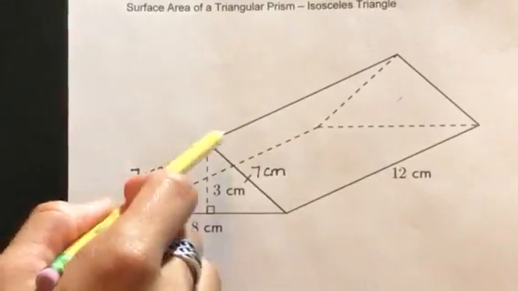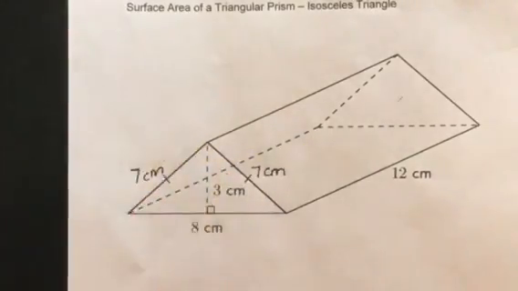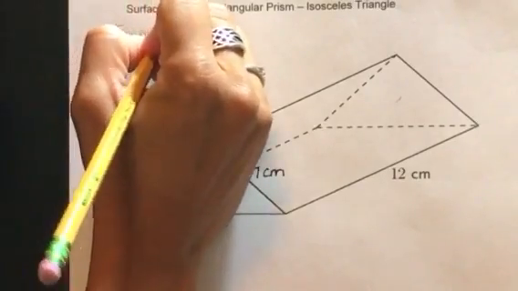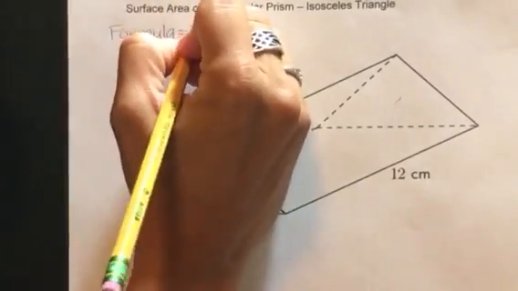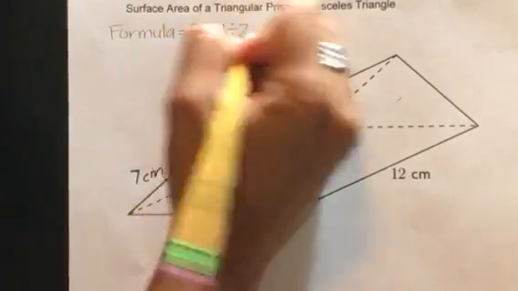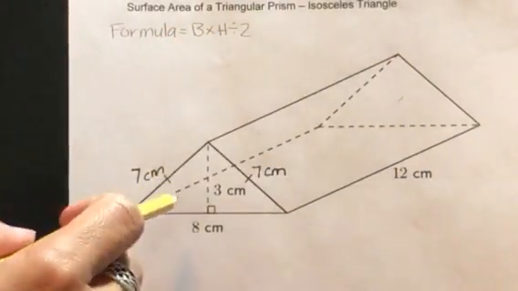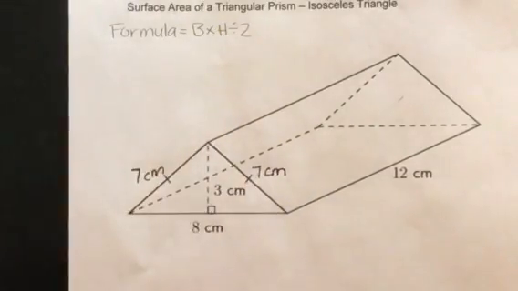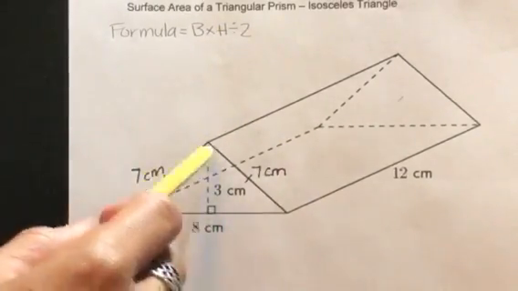Remember that the formula for a triangle is, let's write that down, area equals base times height divided by 2. Because remember that a triangle is just half of a rectangle or square. So let's solve for that first.